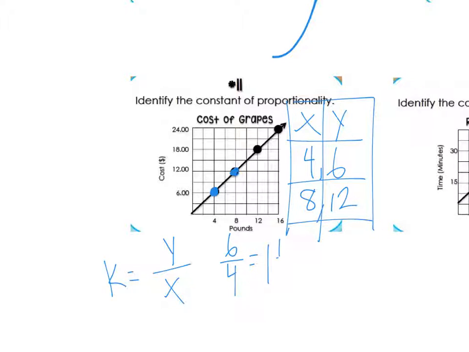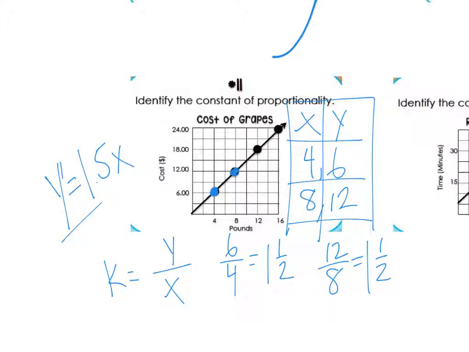What is that? 1.5. Does 12 divided by 8 give me the same thing? Yep, it sure does. 1 and 1/2. All right, so identify the constant of proportionality. Constant of proportionality is just 1.5. If we were going to write an equation, it'd look like this. y equals 1.5x. Or you could say 1 and 1/2, like a mixed number.